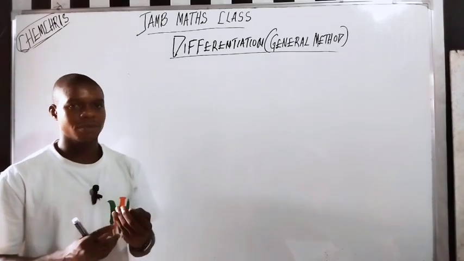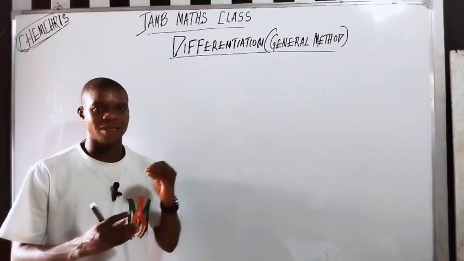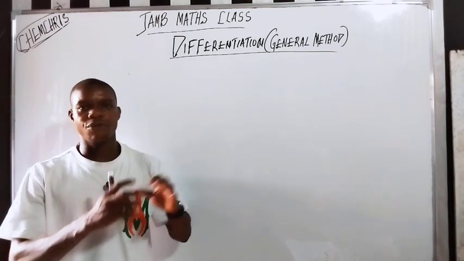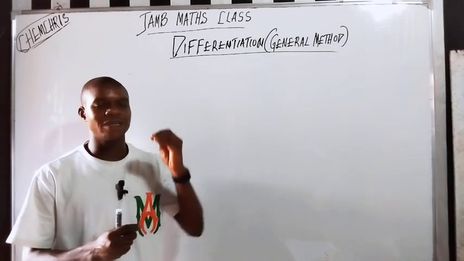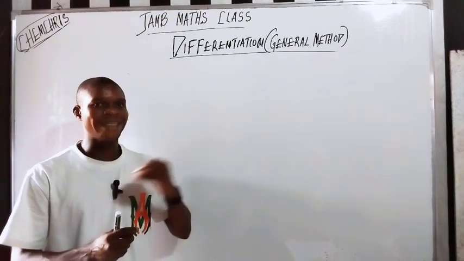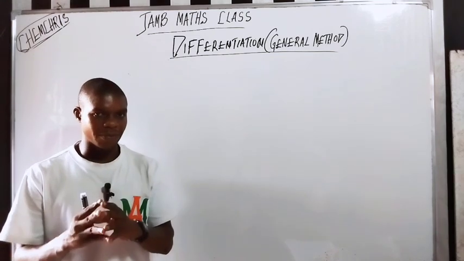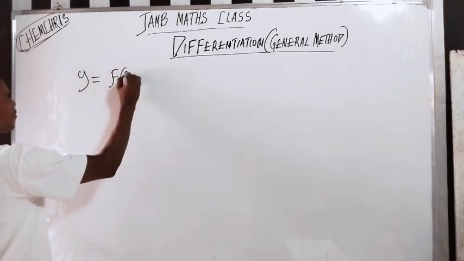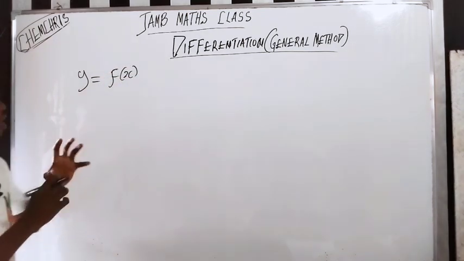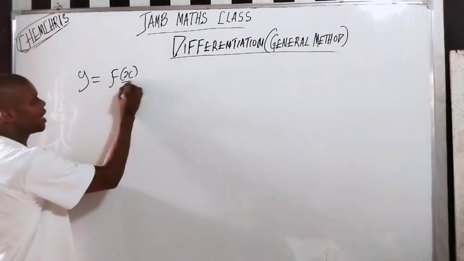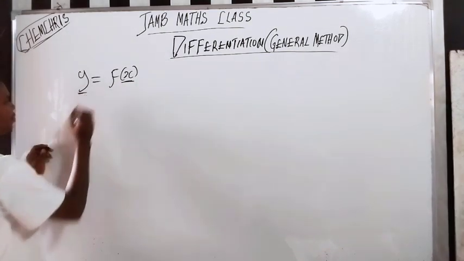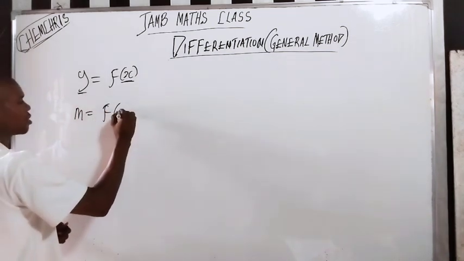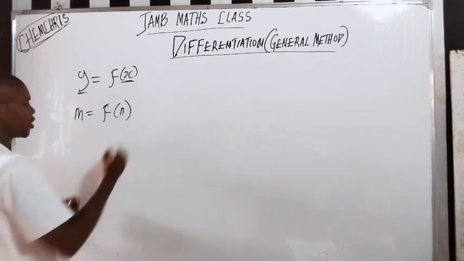What is differentiation? Differentiation simply deals with the change of one variable with respect to the change of another variable, or the change of one parameter with respect to the change of another parameter. If I have something like this, y as a function equals f(x), there are two variables here: the independent variable and the dependent variable. It can also be like this: m equals f(n).